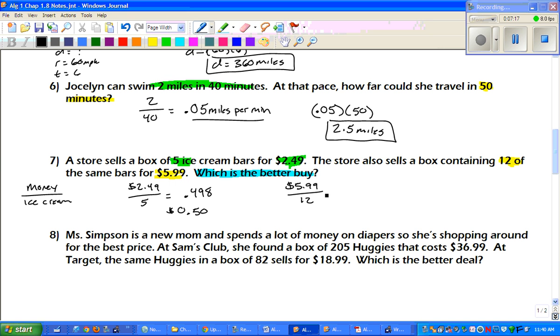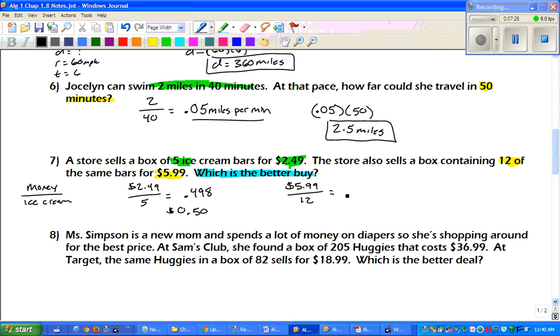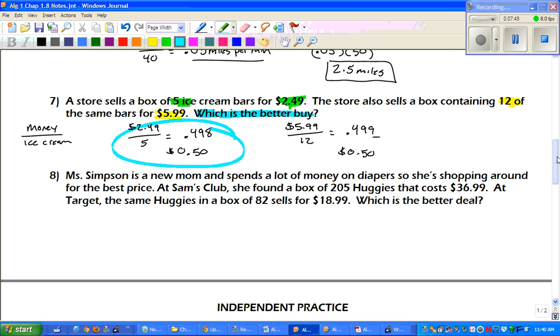Okay, so we're going to do the same thing over here. 5.99 divided by 12. Let's see what we get. 0.499. But when it rounds up, because money has 2 decimal places, we can't have 3. Which one's the better buy? Well, before we round, the 2.49 is the better box. Okay.